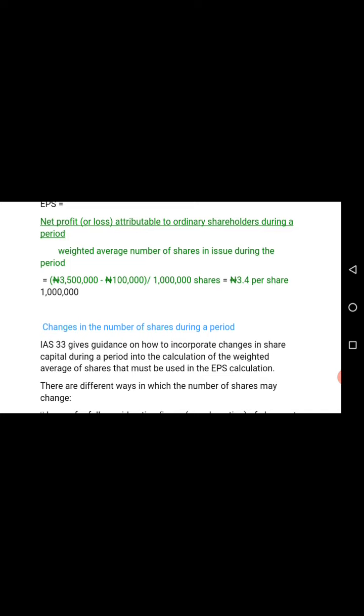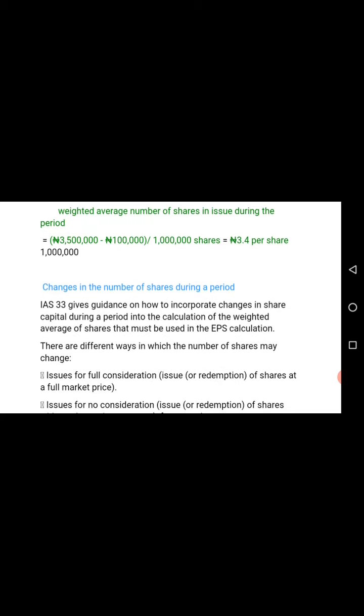Then we move to changes in the number of shares during the period. A company could issue shares, as we all know, and we have different methods of issuing shares. But let's go through the notes. It says IAS 33 gives guidance on how to incorporate changes in share capital during the period into the calculation of the weighted average number of shares that must be used in the EPS calculation.